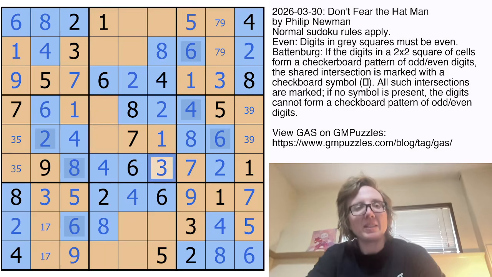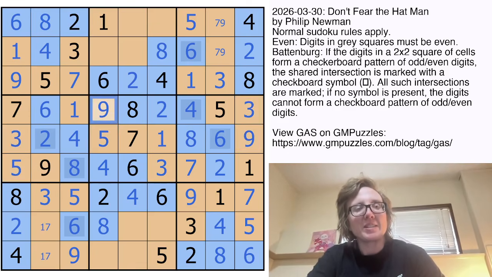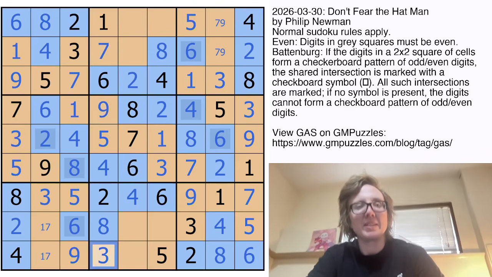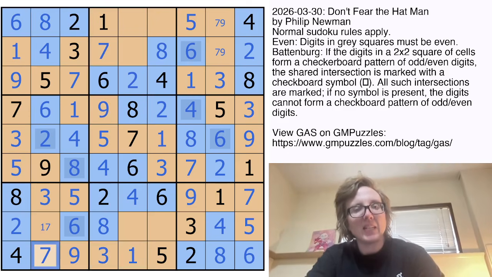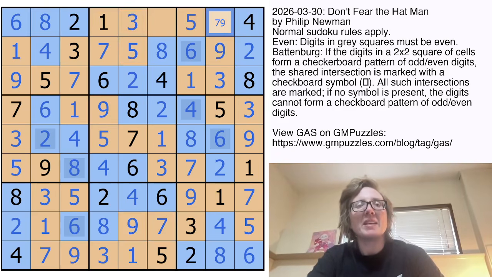This can only be a 3. My last digit in that row is a 5. My last digit here is a 9. This can only be a 7. I need a 3 there. And we really should just be doing classic Sudoku to finish this up. 9 and 7 and 9.